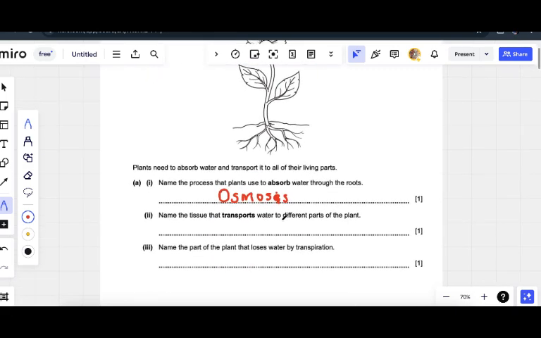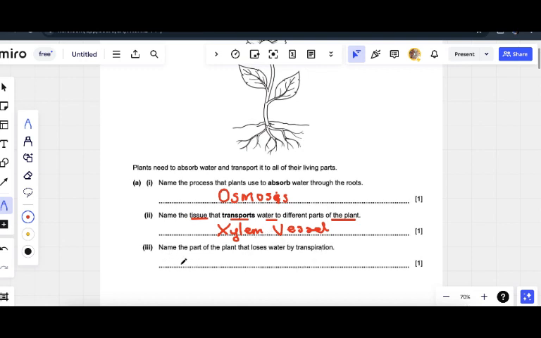So the tissue that transports water to different parts of the plant is called the xylem vessel. Xylem vessel. So that's that for that.